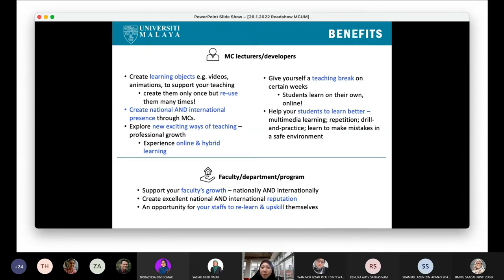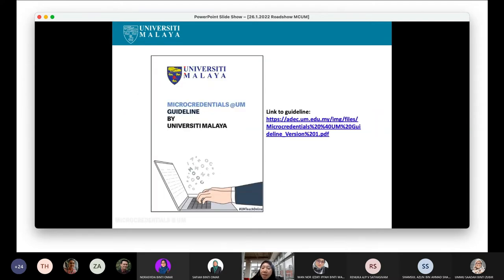This is also good for your ranking, for example, if you're into that. And also an opportunity for your staff to relearn and upskill themselves. If you are interested to know more, we have already published these microcredentials at UM guideline, but this one is quite old. We should work on an updated version.